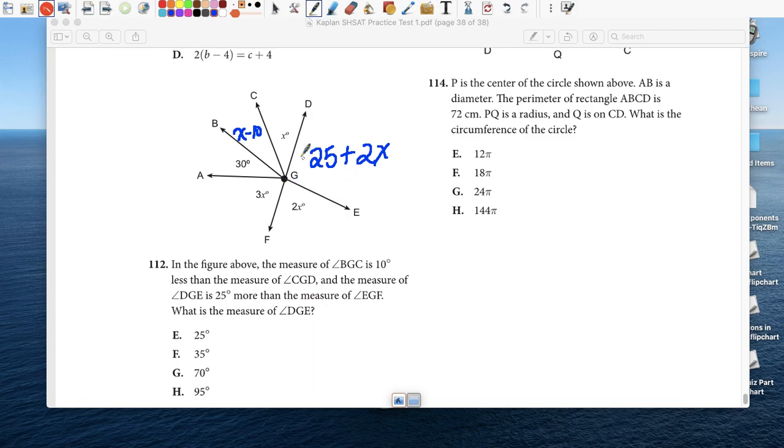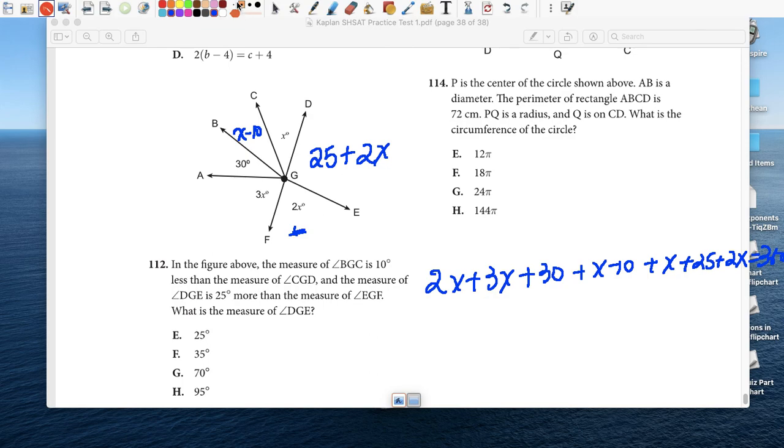Okay, so we have all the angles, and we know it's one big circle. So all we have to do now is write, let's start with this guy here: 2x plus 3x plus 30, and I'm going to go around, plus x minus 10 plus x plus 25 plus 2x. And all that equals 360. And that's all you have to do.